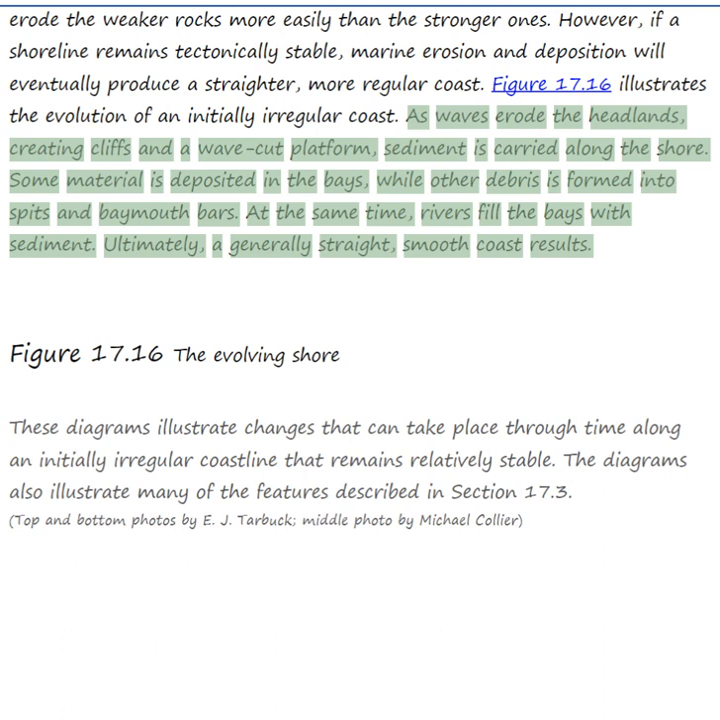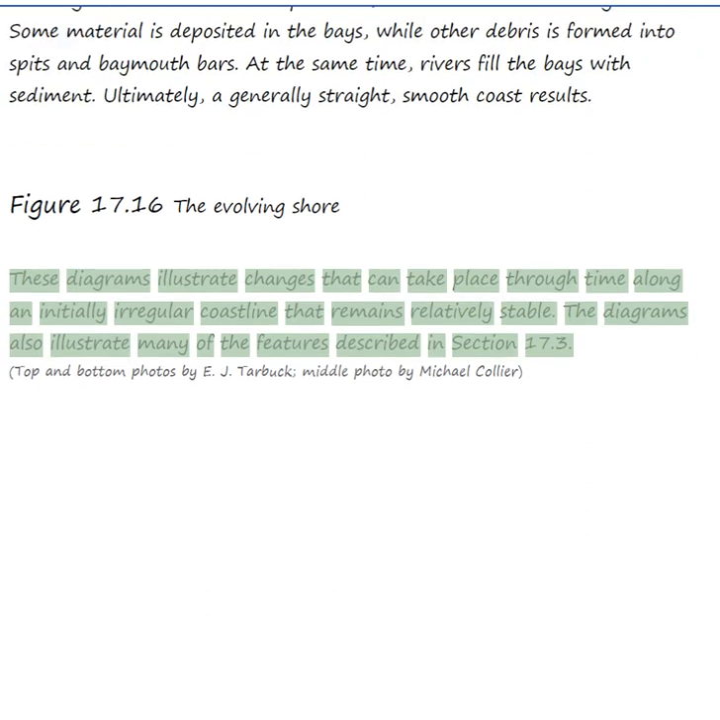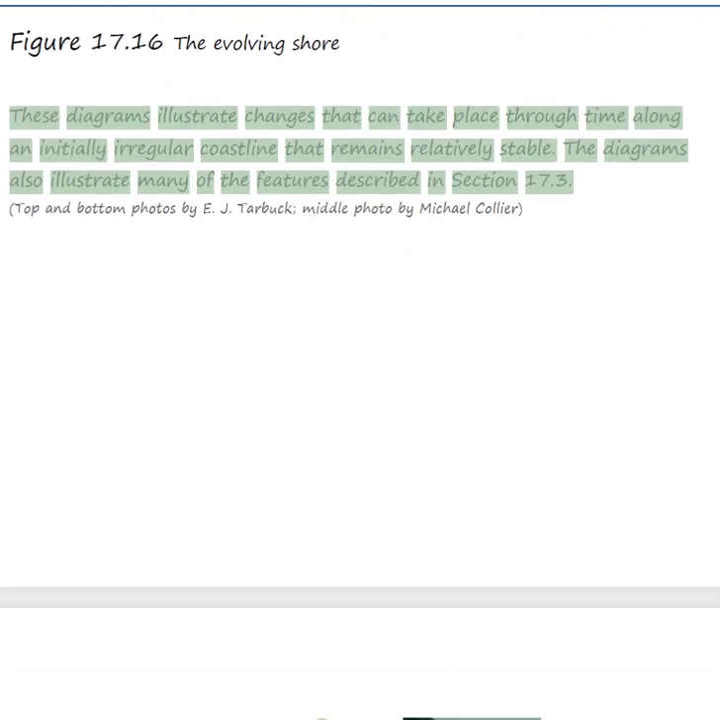As waves erode the headlands, creating cliffs and a wave-cut platform, sediment is carried along the shore. Some material is deposited in the bays, while other debris is formed into spits and baymouth bars. At the same time, rivers fill the bays with sediment. Ultimately, a generally straight, smooth coast results. These diagrams illustrate changes that can take place through time along an initially irregular coastline that remains relatively stable. The diagrams also illustrate many of the features described in section 17.3.